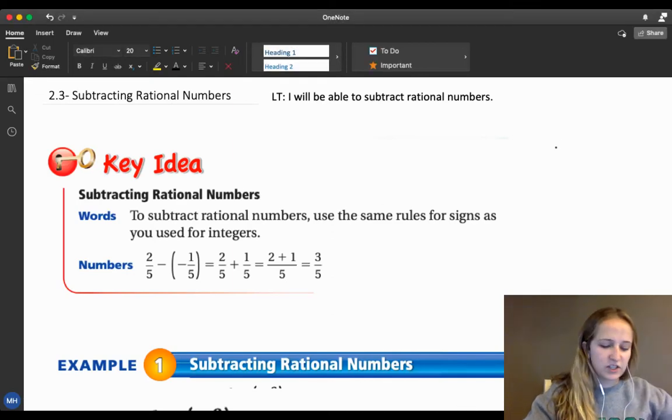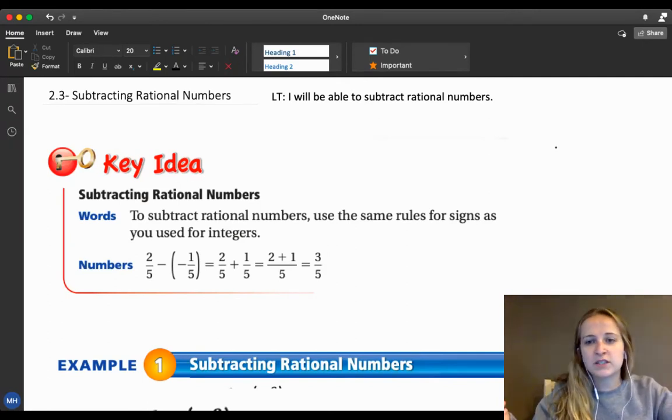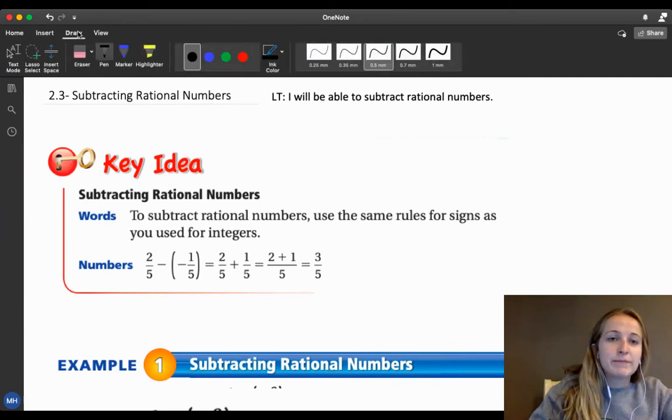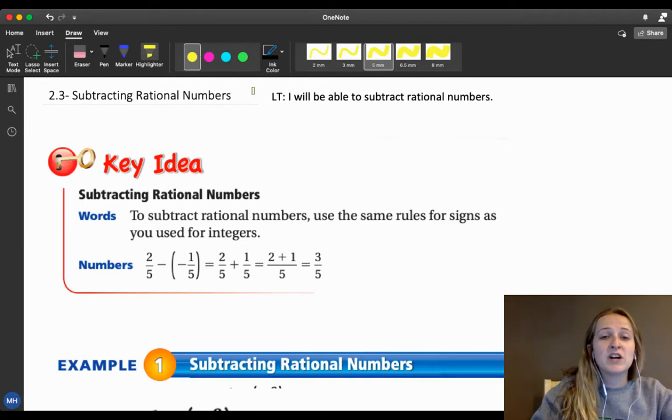All right, let's get started. So today's lesson is going to be about 2.3, which is subtracting rational numbers. Just a reminder, you should have your math composition notebook out and you should be taking notes on whatever I am writing and whatever's on the screen.